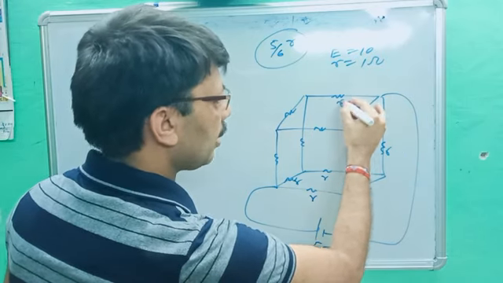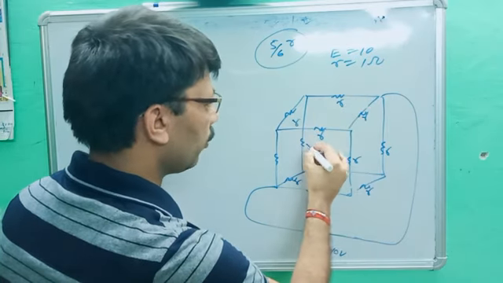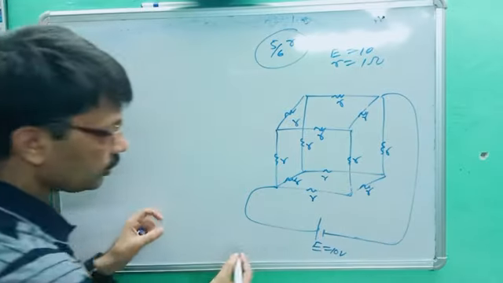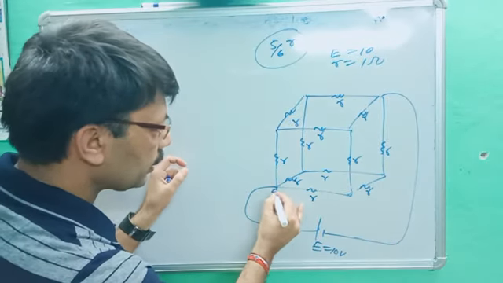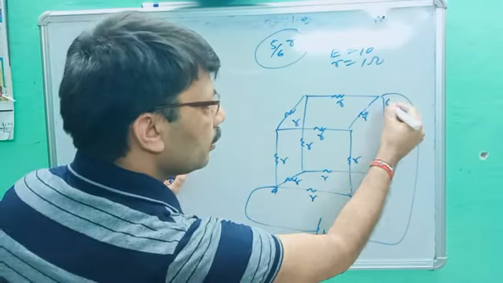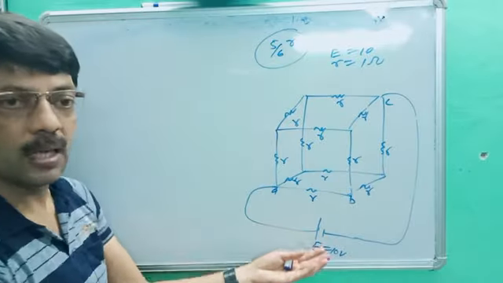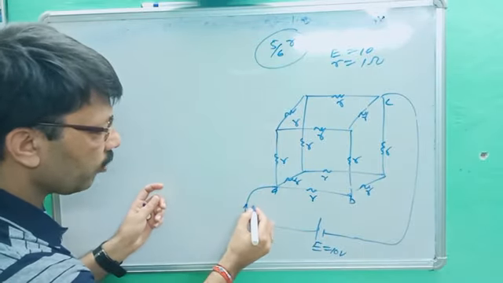These resistances are R, and the R value is given as 1 ohm. Okay, so first, let's suppose the loop is A, B, C and D. Since the current is not known yet, let's suppose the flowing current is 3I.